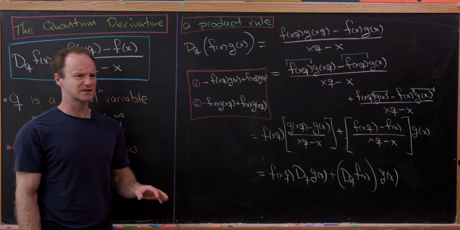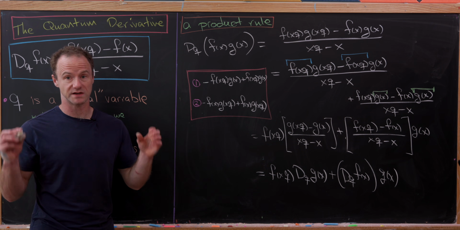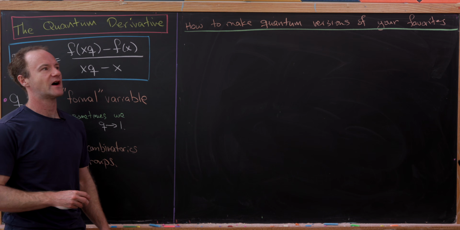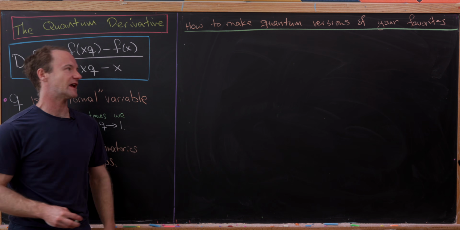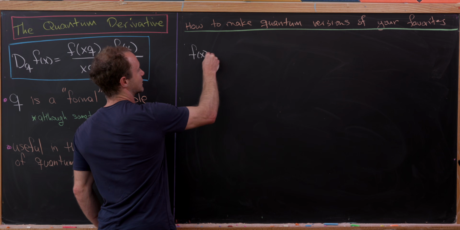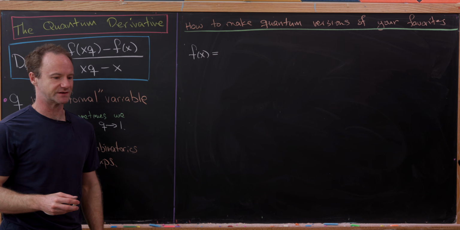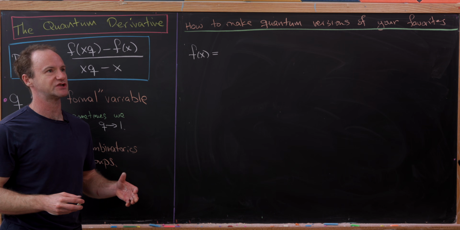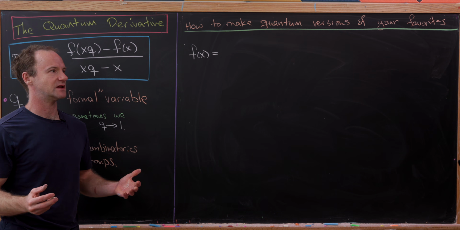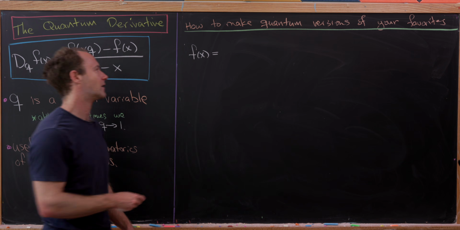Okay, so now I'd like to look at some typical quantum functions and really how to build those quantum functions. Now we're going to look at how to find quantum versions of your favorite functions. So here's the basic idea. You take your favorite function f of x and you expand it as a power series. I guess that kind of restricts you to functions that can be expanded as power series, but we have to restrict ourselves somehow.